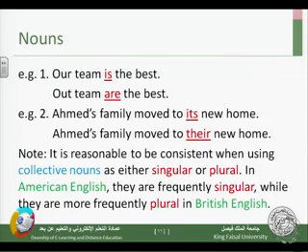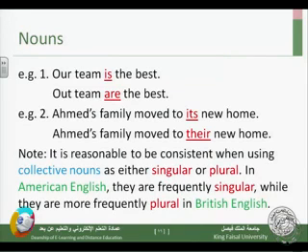So you don't use the singular in one sentence and then in the next sentence you go ahead and use the plural for the same noun. So it is reasonable to be consistent when you use collective nouns as either singular or plural. So you either use them as singular or you use them as plural.